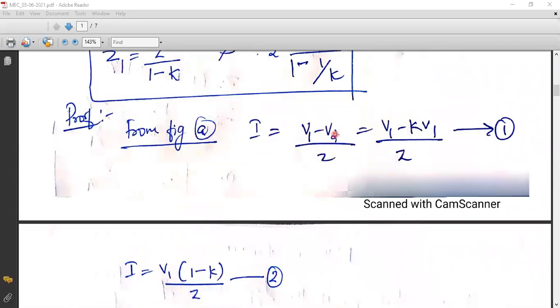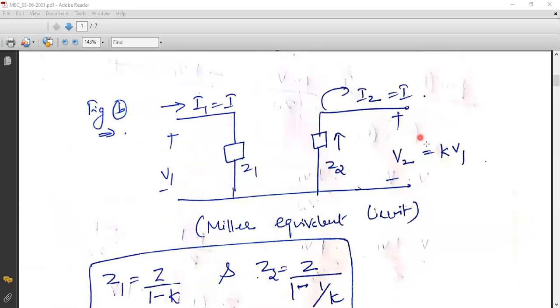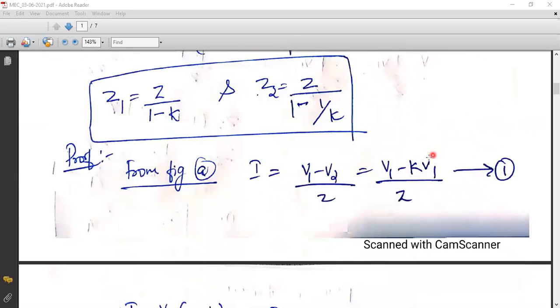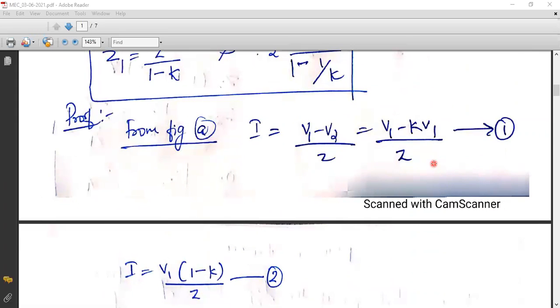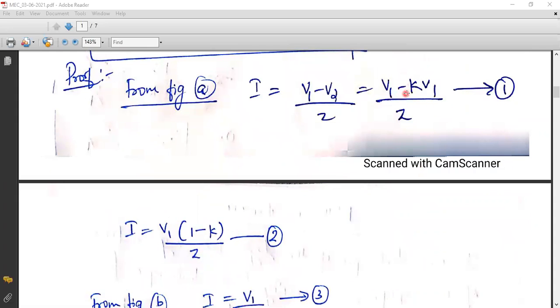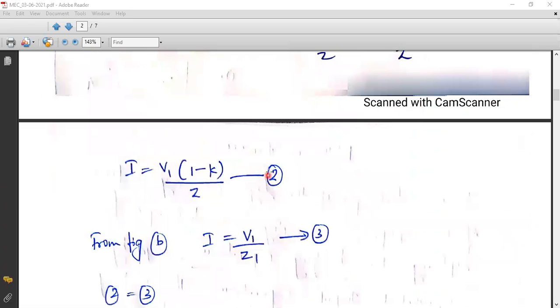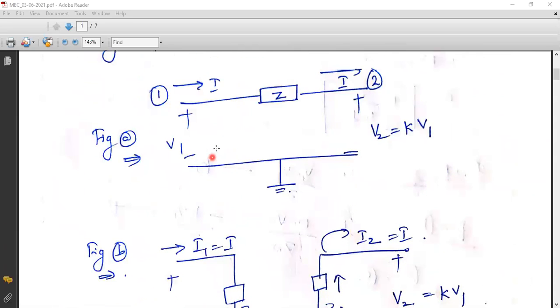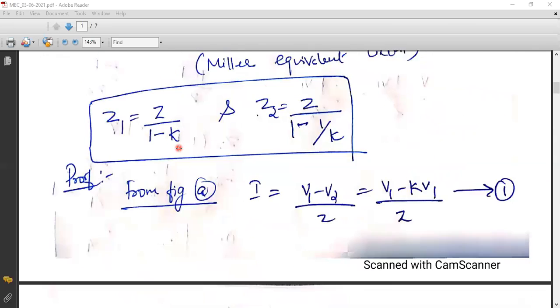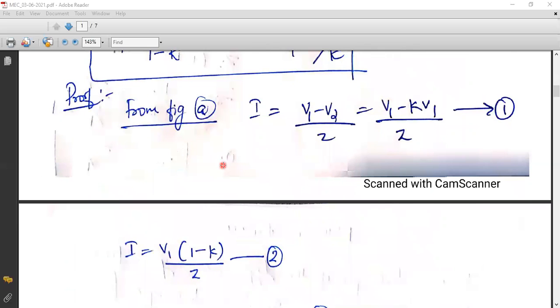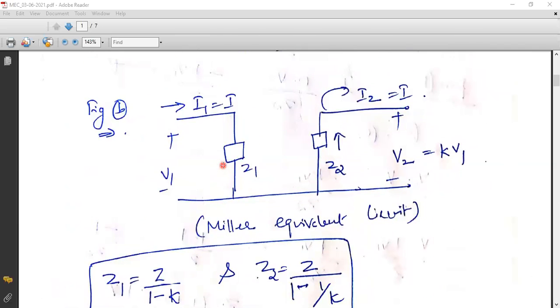Very good. So I is equal to V1 minus V2 divided by Z, where V2 is K times of V1, because it is an amplified version of your input voltage. So V2 is K times of V1. This can be considered as equation number 1. Okay. You can take V1 outside. So V1 multiplied by 1 minus K by Z, put it as equation number 2. So now you got an equation for I based on figure A. Parallelly, you can write, I need to finish this portion. So write parallelly. It is very simple.